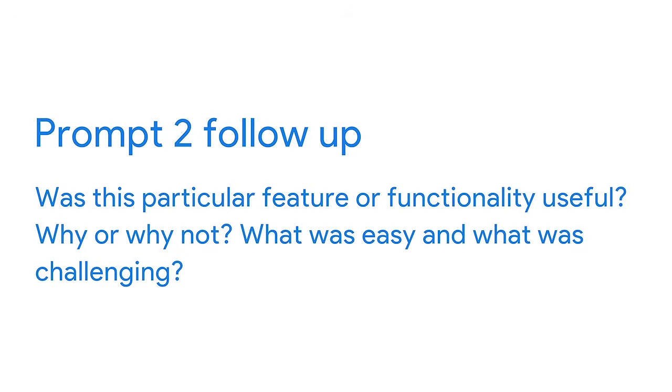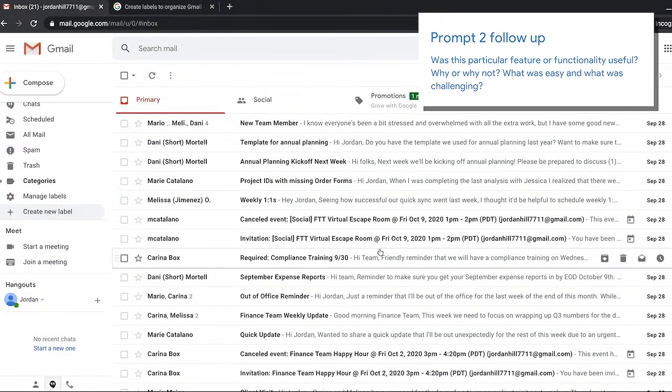Prompt 2 follow-up. Was this particular feature or functionality useful? Why or why not? What was easy and what was challenging? Yeah, this was super challenging. I basically needed to Google how to find it. It's confusing to me. Why does Gmail have this feature and then hide it? Not a fan. Now that I'm able to find this feature, I can see how you might use labels sort of like a folder. Maybe they should rename it folders.